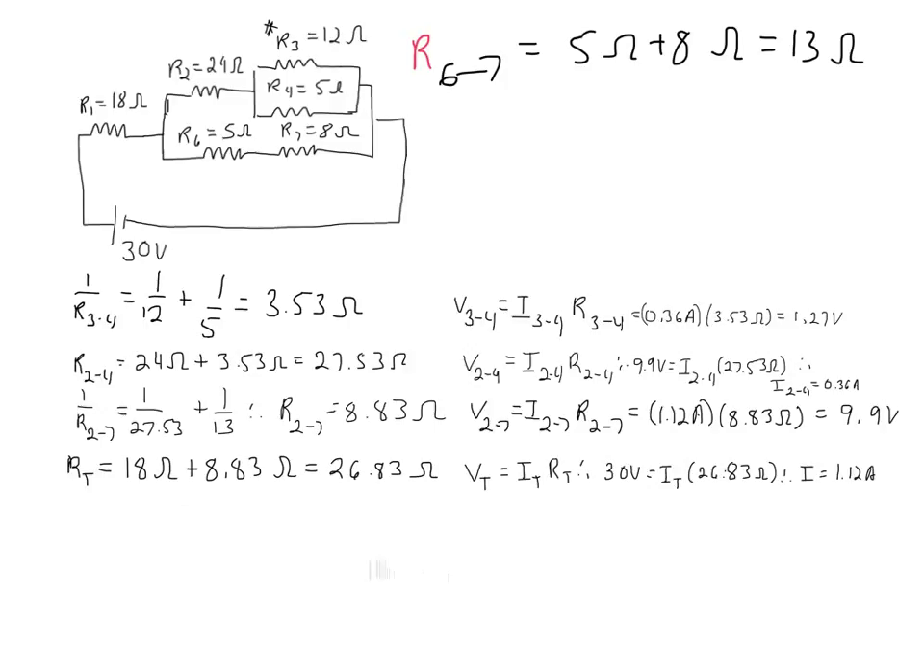Now that is our voltage through 3 and 4. Because voltage stays the same in parallel, that's the voltage through R3. So that's one of our answers, our voltage of 1.27 volts. So that's the voltage through R3. Now our last step is going to be finding the current through R3. So we're going to use the voltage we just found of 1.27 volts and the resistance of 12 ohms for R3, and we're going to use that to find the current through R3.